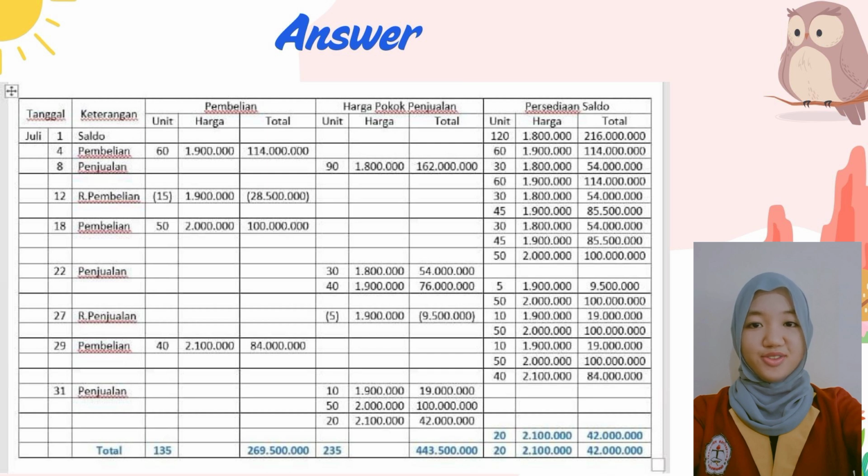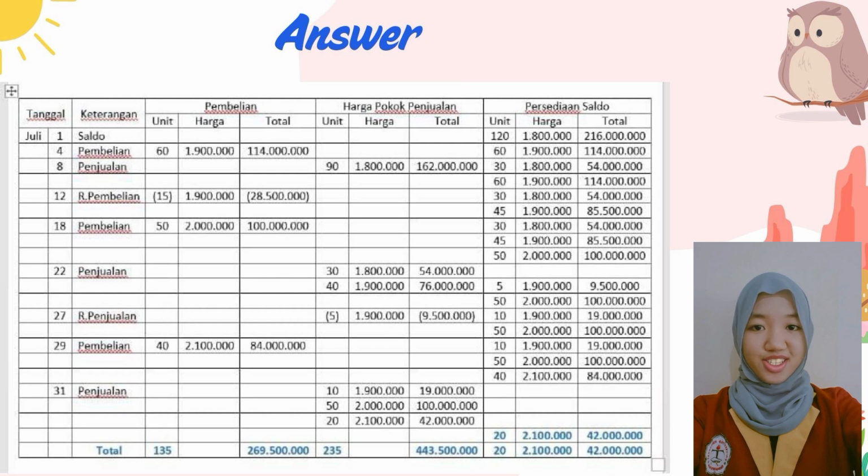5. Purchases, July 18th. Inventory added, 50 units, 2 million Indonesian rupiah. Remaining inventory. 30 units, 1,800,000 Indonesian rupiah. 45 units, 1,900,000 Indonesian rupiah. 50 units, 2 million Indonesian rupiah.